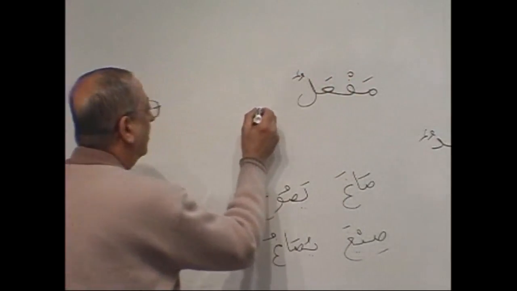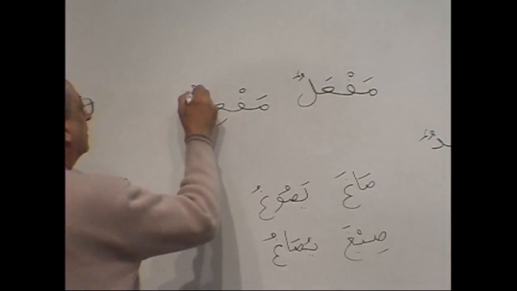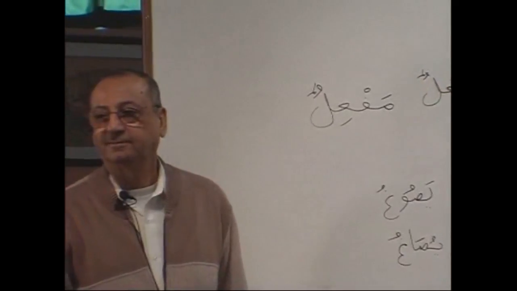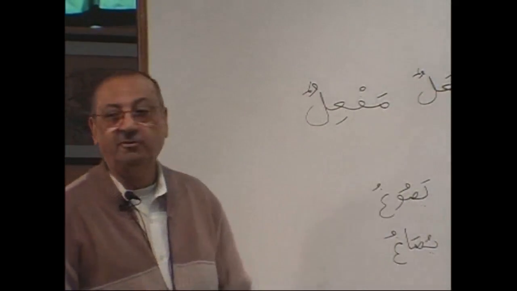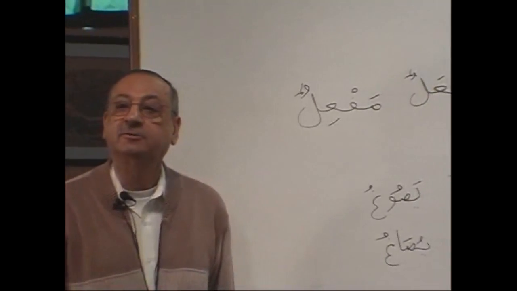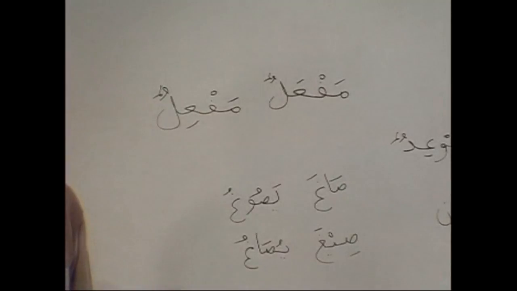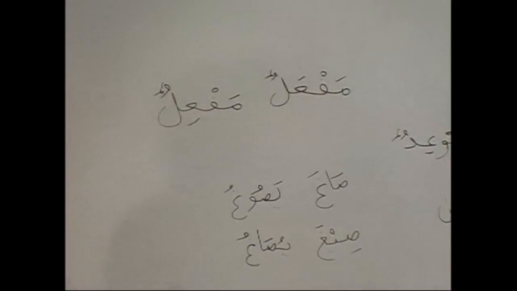Maf'alun, or maf'ilun. This is the pattern, brothers and sisters. Only 2 patterns, for both ismu zaman and ismu makan. For both, the pattern is this. I'll come, sister. Now, I'm telling you something else.